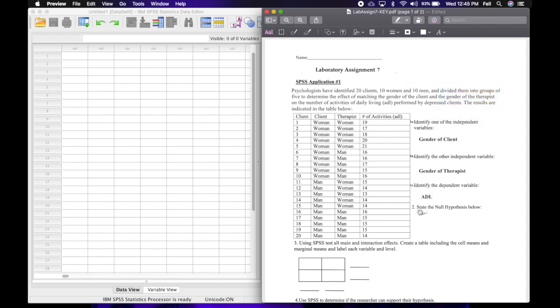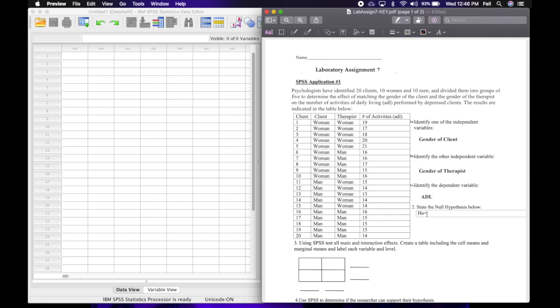And then number 2 asks us to state the null hypothesis. So the word problem here says that the researchers wanted to determine the effect of matching the gender of the client and the gender of the therapist on the number of activities of daily living, or ADL, performed by these depressed clients. So in other words, they kind of want to measure depression using the number of activities of daily living being performed. And then they're saying that that number is going to depend on the gender of the client and the gender of the therapist.